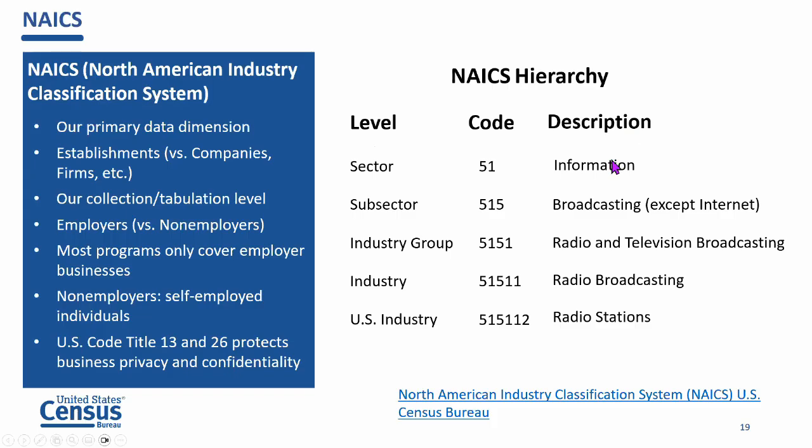If you look at the hierarchy here, you're going to see the level, the code, and the description of that coding. At the sector level, you've got code 51, which is for information. A subsector, at 3 digits, looks at broadcasting. We move down to a 4-digit code, which looks specifically at radio and television broadcasting. A 5-digit code goes to radio broadcasting, and a full 6-digit code goes to radio stations.